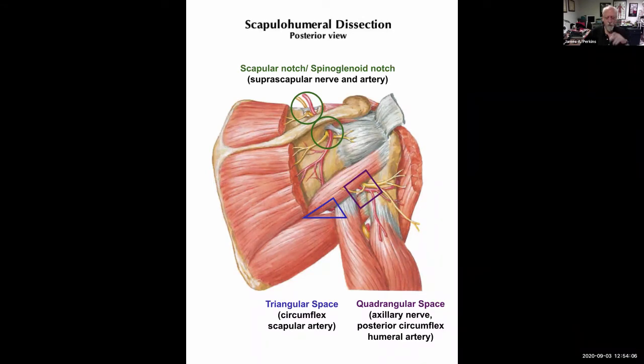And then if you look at the square object, that's the boundaries of the quadrangular space, where you see the axillary nerve passing through to get to the deltoid, and the posterior circumflex humeral artery, one of those branches from the third part of the axillary. So they're coming together through that quadrangular space. And then finally, you see the triangular space with that circumflex scapular artery passing through.